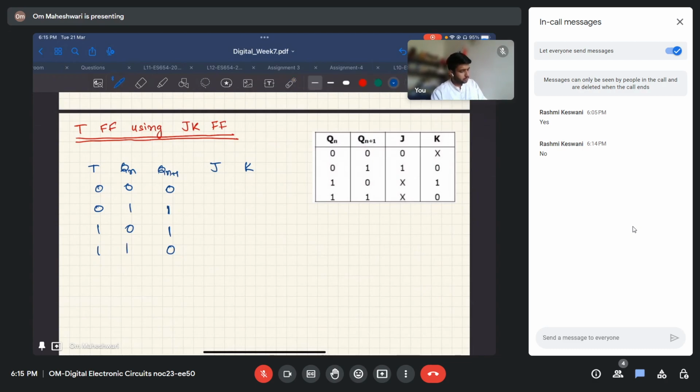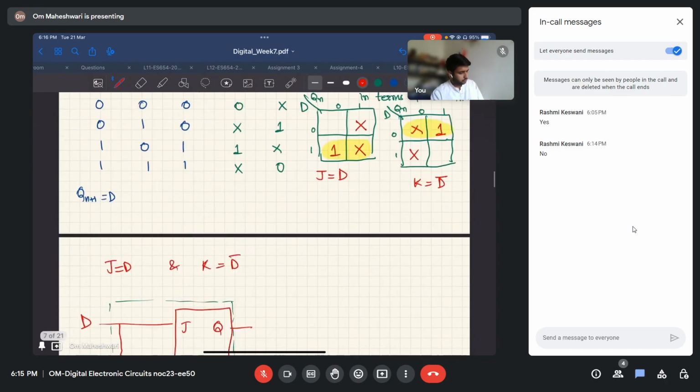Then 0, 0, we have 0 cross 1, 1, we have cross 0, 0, we have 1, 0, 1, 0, we have cross 1. Okay, cross. Okay, so I made it.